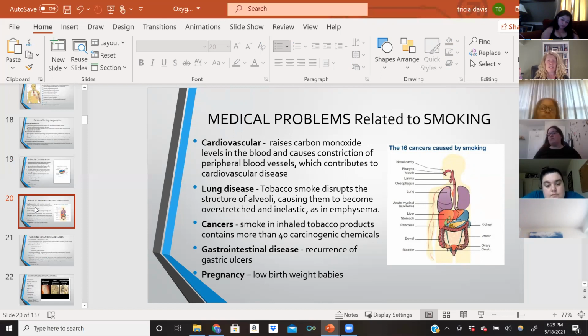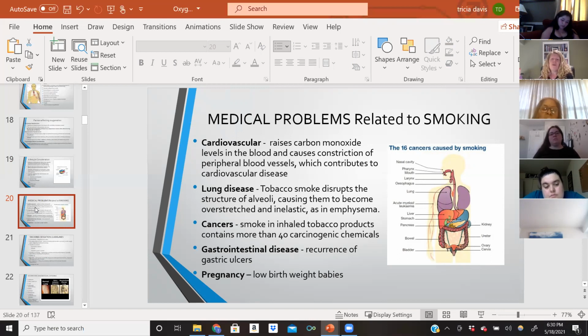It can cause lung disease. So tobacco smoke disrupts all the structure of the alveoli. It causes them to be very overstretched and inelastic. So in emphysema, they're going to hold on to all this air and they're not going to be able to get rid of it.